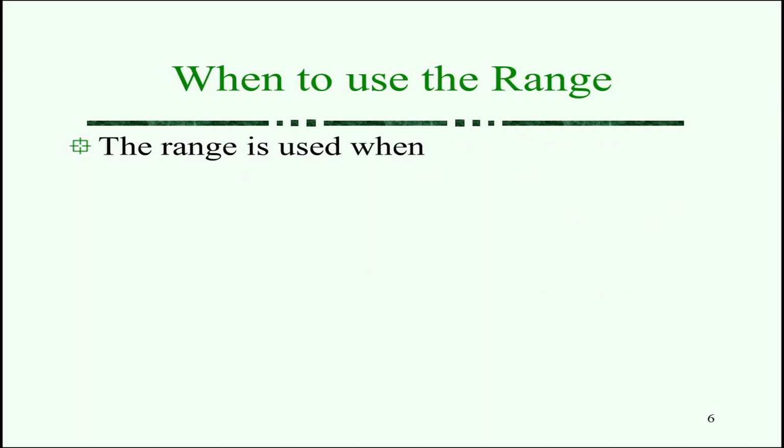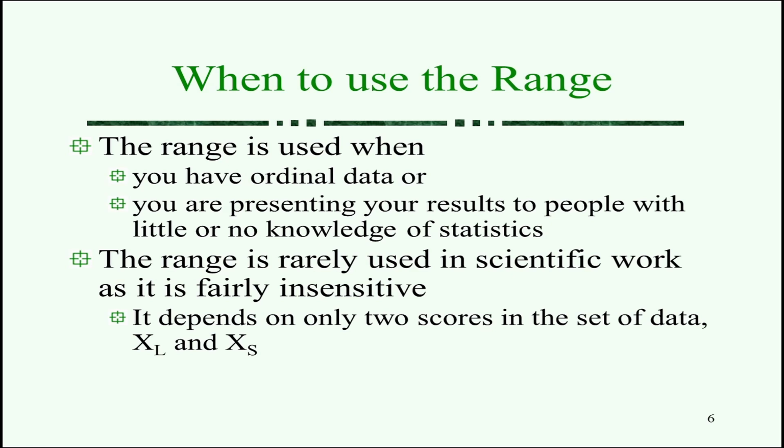When to use the range? The range is used when you have ordinal data or you are presenting your results to people with little or no knowledge of statistics. The range is rarely used in scientific work as it is fairly insensitive. It depends on only two scores in the set of data, which means the largest value and the smallest value. When we are finding the range, we give importance only to the largest and smallest values, and we are never sensitive to the remaining values.